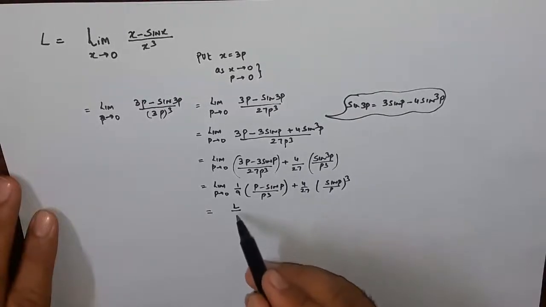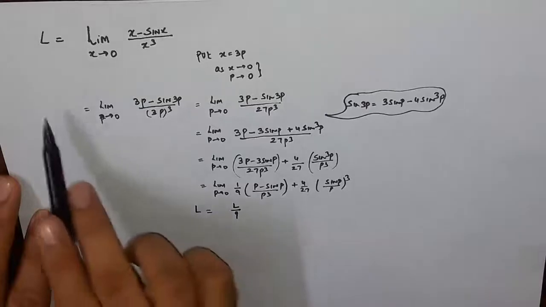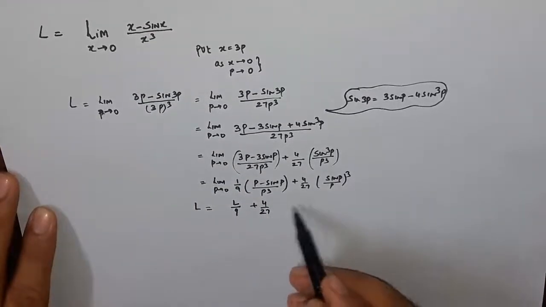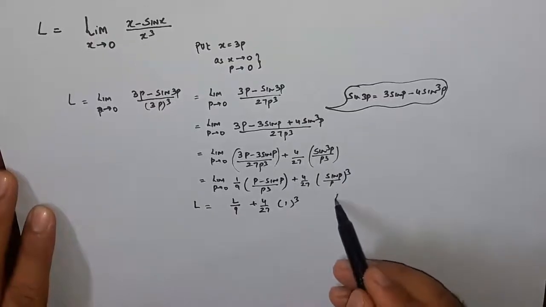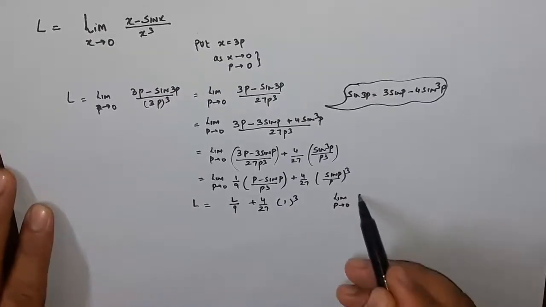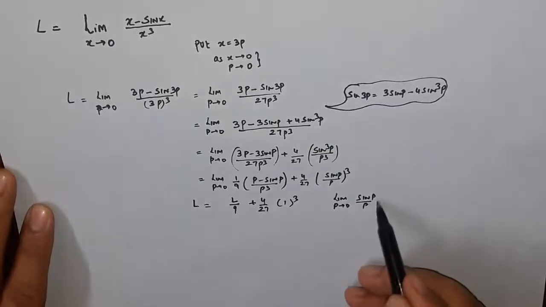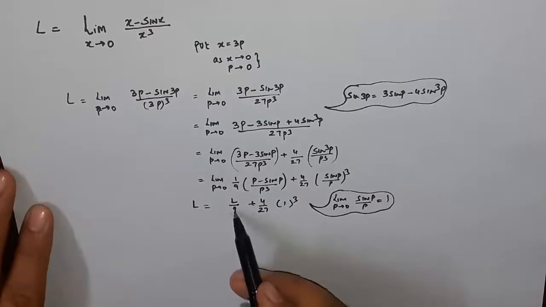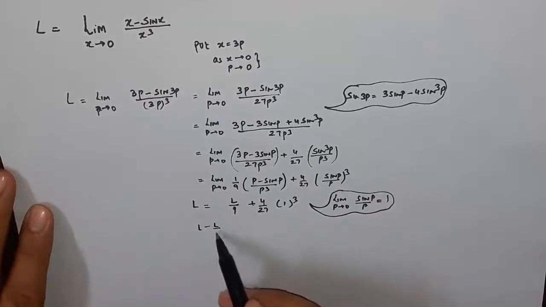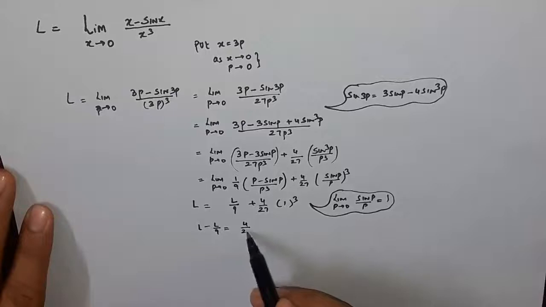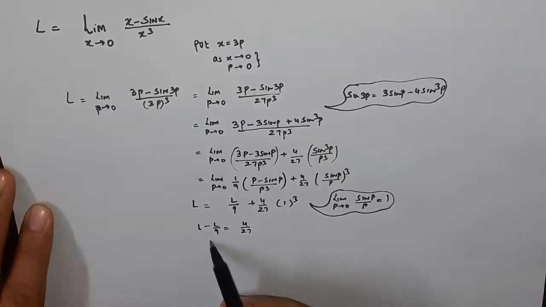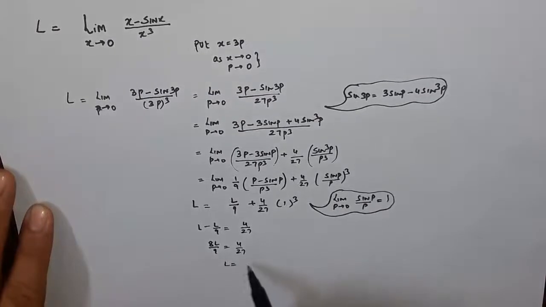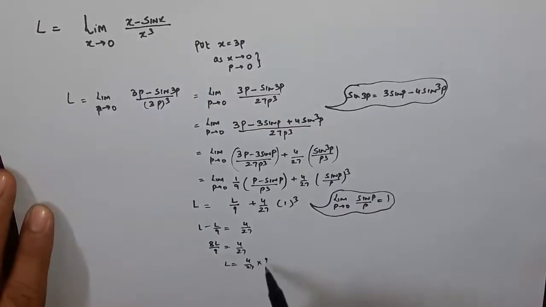So overall it becomes L by 9, which is actually equal to L because this whole term is equal to L, plus 4 by 27 times this term, which is equal to 1, because we know that whenever the angle tends to 0, sin theta by theta is equal to 1. So 1 whole cube is also 1. So just take this term to this side. So L minus L by 9 equals 4 by 27, that is (9L minus L), so this becomes 8L by 9 equals 4 by 27. So L is actually equal to 4 by 27 into 9 by 8.